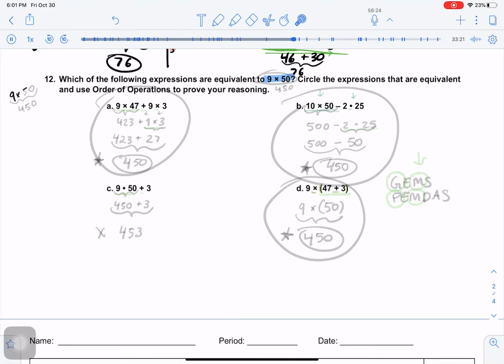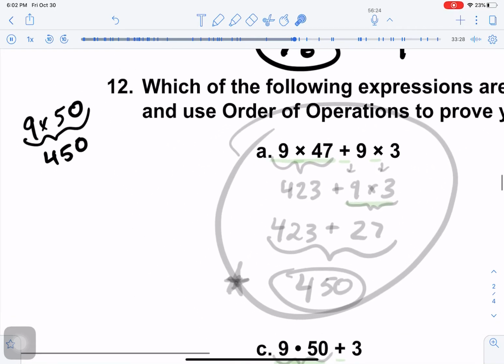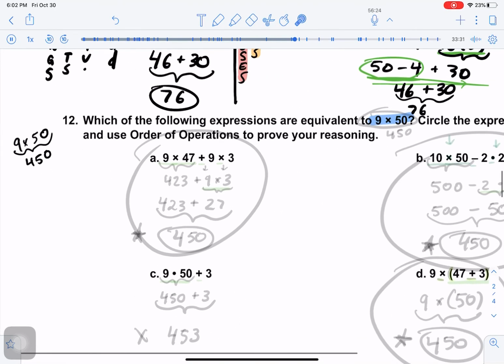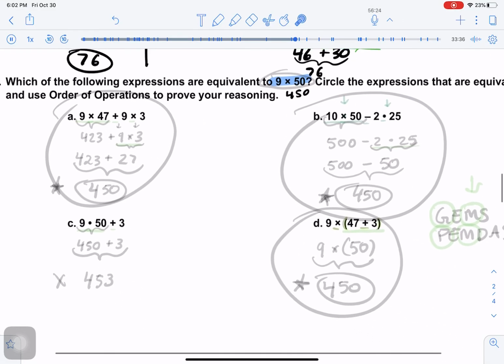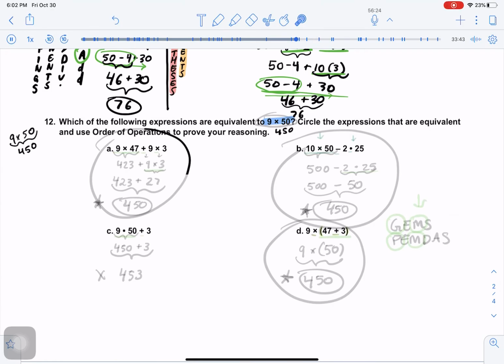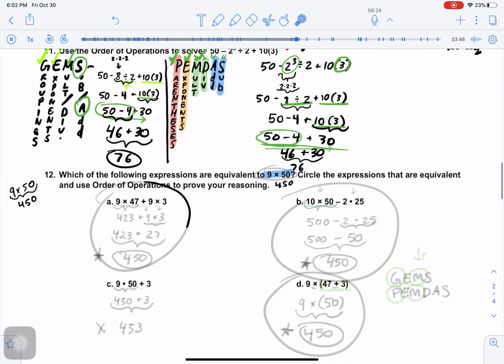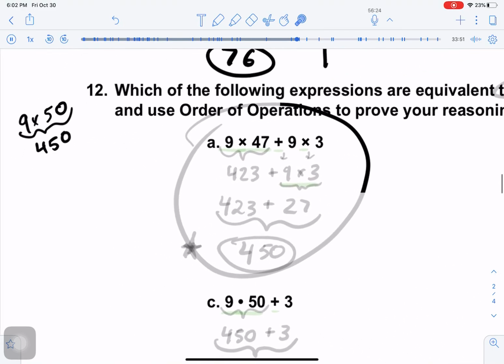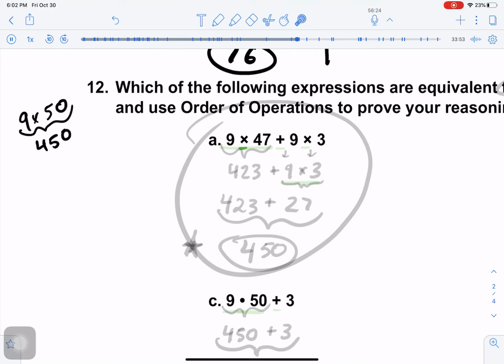So I know that 9 times 5 is 45. Because this is 50, that must mean that our answer is going to be equivalent to 450. So we're looking for which of these expressions are equivalent to 450. Now once again, both the GEMS and the PEMDAS method will get you to the right answer. So if we take a look at letter A here, we see that there are two operations being used: multiplication and addition.